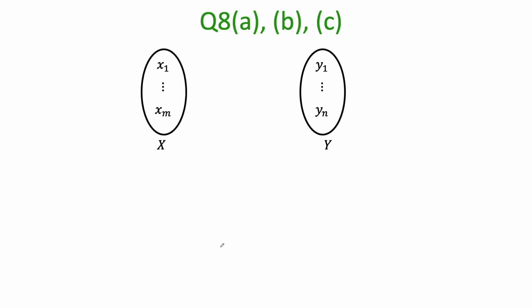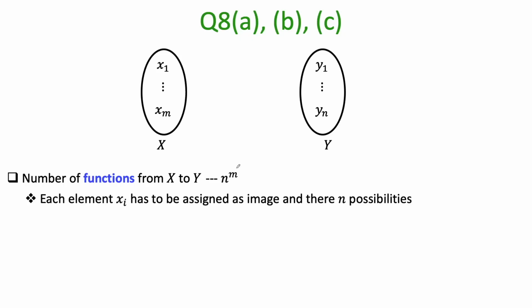In question 8, parts A, B, C, we are supposed to count certain things. You are given two sets X and Y consisting of m and n elements. I am calling the elements of the X set x1 to xm and the elements of the Y set y1 to yn. We are supposed to find the number of functions from the set X to Y. It turns out that the number of functions will be n power m.